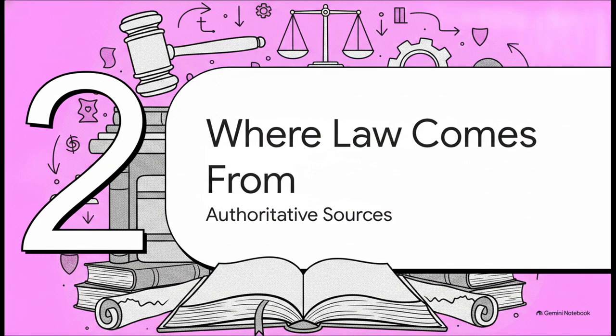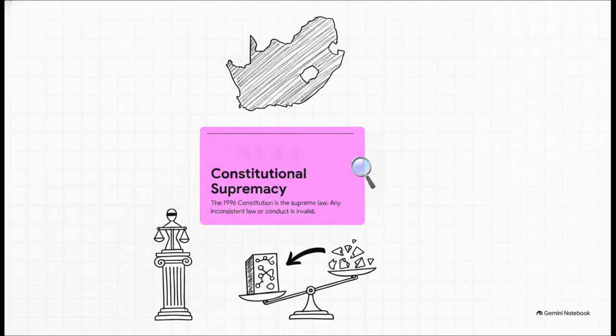Now that we've got that historical foundation mapped out, let's examine the modern materials used to build today's legal system. So, what is the absolute bedrock here? It's the 1996 Constitution. See, previously, the country operated under parliamentary supremacy, meaning Parliament could pass basically any law it wanted. But today, we have constitutional supremacy. It is a complete game changer. Any law or conduct that clashes with the Constitution is completely invalid. It is the ultimate benchmark for justice in the Republic.